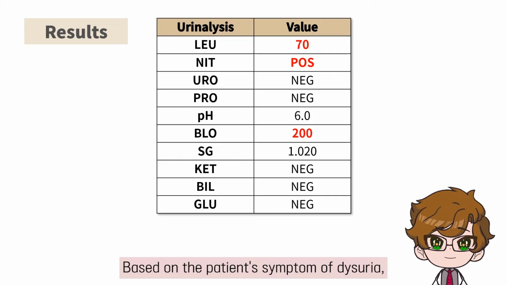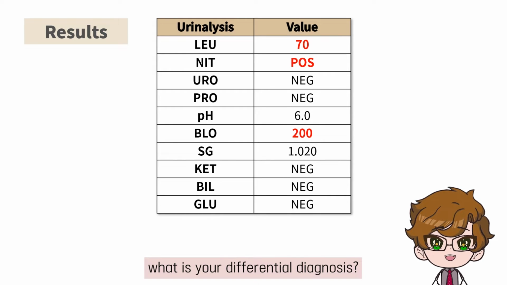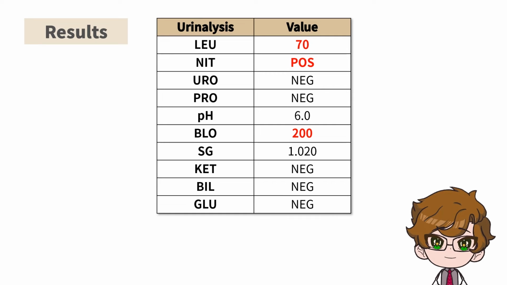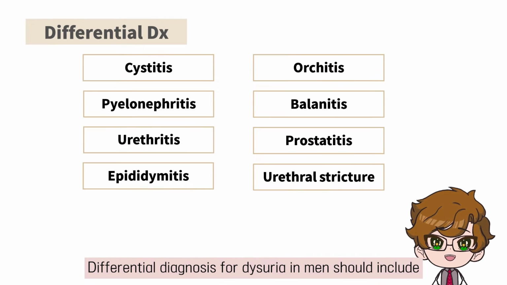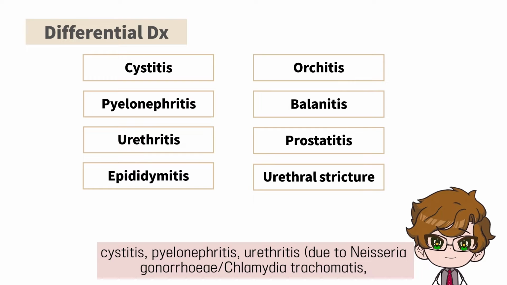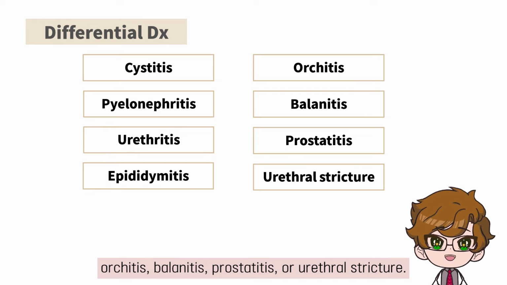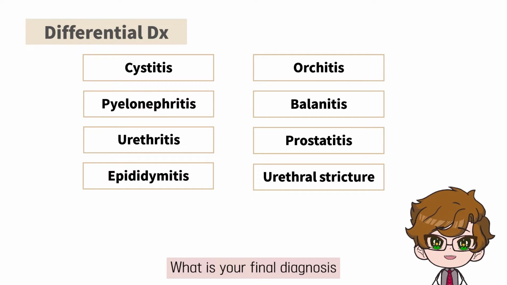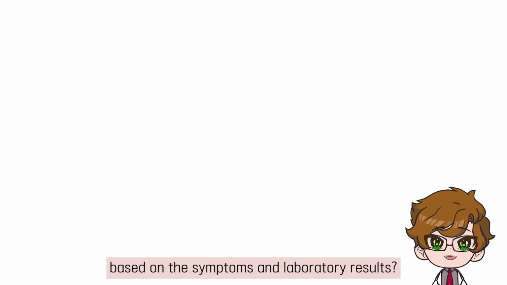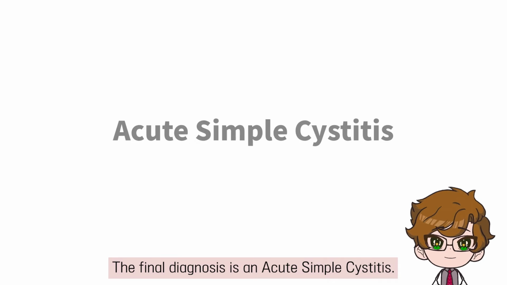Based on the patient's symptom of dysuria, what is your differential diagnosis? Differential diagnosis for dysuria in men should include cystitis, pyelonephritis, urethritis due to gonorrhea, chlamydia, mycoplasma, trichomonas, herpes, or epididymitis, orchitis, balanitis, prostatitis, or urethral stricture. What is your final diagnosis based on the symptoms and laboratory results? The final diagnosis is an acute simple cystitis.